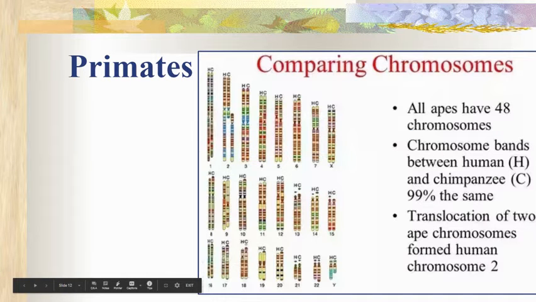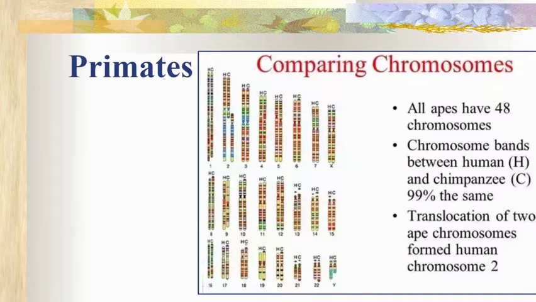If we compare human and chimp chromosomes, all apes have 48 chromosomes, like chimps have 48 chromosomes. Chromosome bands between human and chimpanzee are 99% the same. So when we look at the actual gene placement, they're 99% the same. There's the translocation of two ape chromosomes that ended up forming the human chromosome number 2. So our human chromosome number 2 actually is basically two of those chimp chromosomes that fused together.